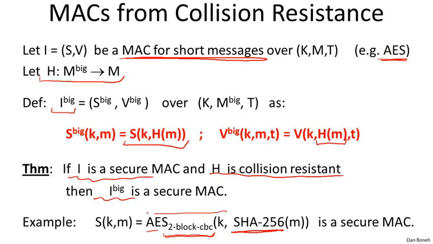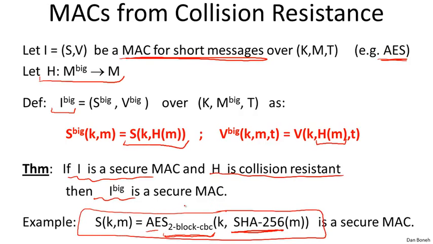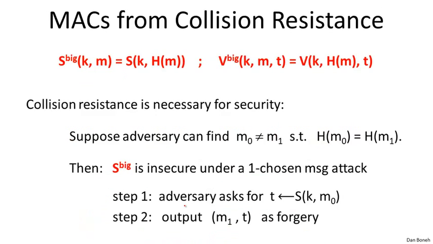And then we get a very, very simple MAC, which is secure, assuming AES is a PRF and SHA-256 is collision resistant. So one thing I wanted to point out is that in fact collision resistance is necessary for this construction to work. Collision resistance is not just a made-up term. Collision resistance really is kind of the essence of why this combined MAC is secure.